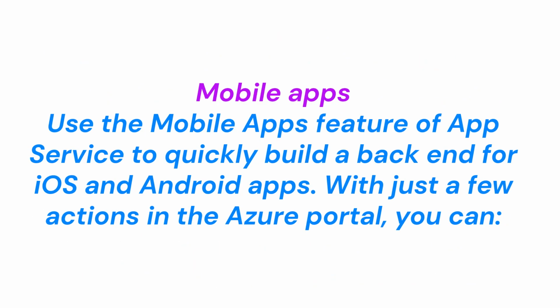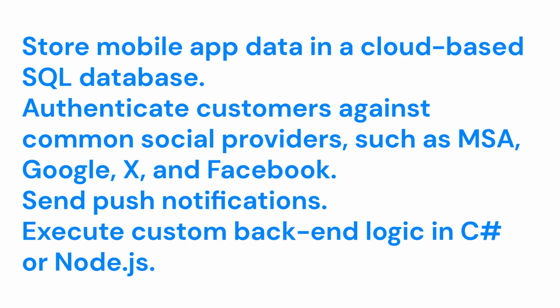Mobile apps. Use the Mobile Apps feature of App Service to quickly build a backend for iOS and Android apps. With just a few actions in the Azure portal, you can store mobile app data in a cloud-based SQL database, authenticate customers against common social providers such as MSA, Google, Twitter, and Facebook, send push notifications, execute custom backend logic in C# or Node.js. On the mobile app side, there's SDK support for native iOS and Android, Xamarin, and React Native apps.